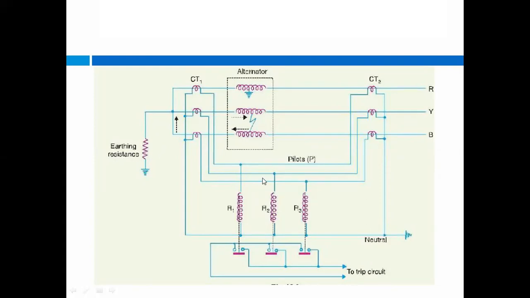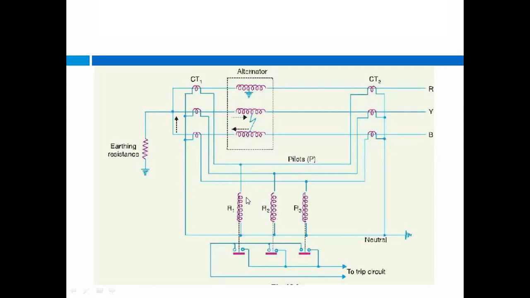Now, here also the CT secondary is connected in star, and all the phases are connected to each other. So R phase of CT1 is connected to R phase of CT2, Y phase of CT1 is connected to Y phase of CT2, and B phase of CT1 is connected to B phase of CT2. These are the pilot wires used to connect these CTs.